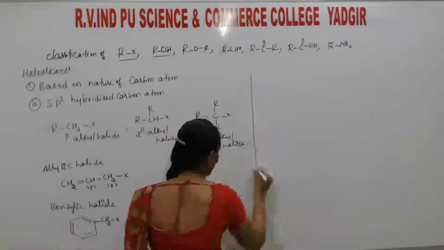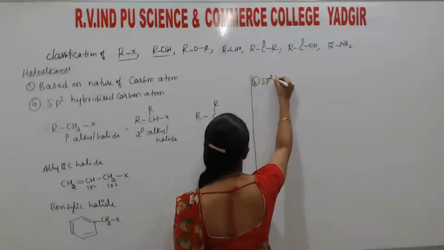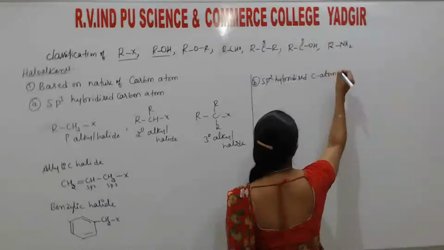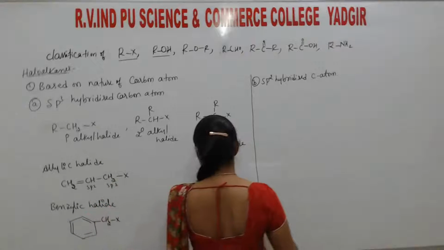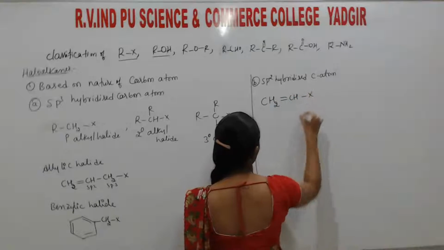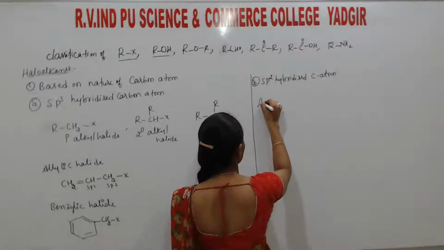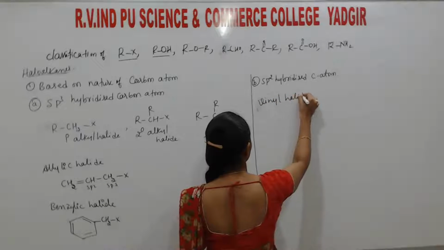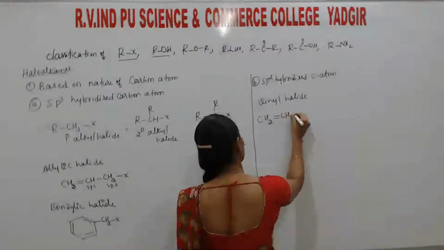Next, based on sp2 hybridized carbon atom. So in this what happens? Listen, this is the example: CH2 double bond CH single bond X. Okay, one is vinyl halide, that is CH2 double bond CHX.